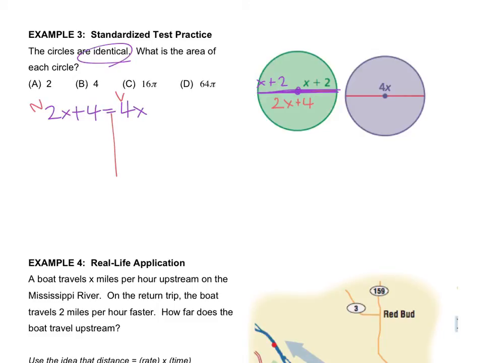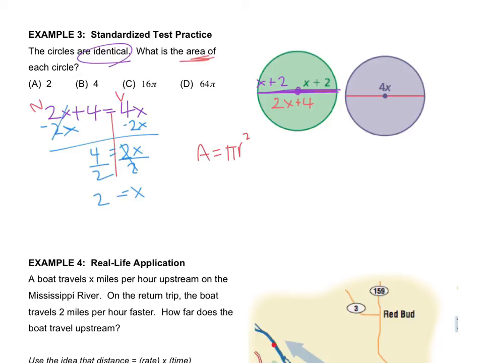I'd like you to pause the video right now, try this on your own, and when you think you have the correct answer, play the video. All right, now if you circled choice A, you just fell into a big trap answer, because the question doesn't say what is x. It says what is the area of the circle. So you have to remember the formula for area, or look it up, that area equals pi r squared.